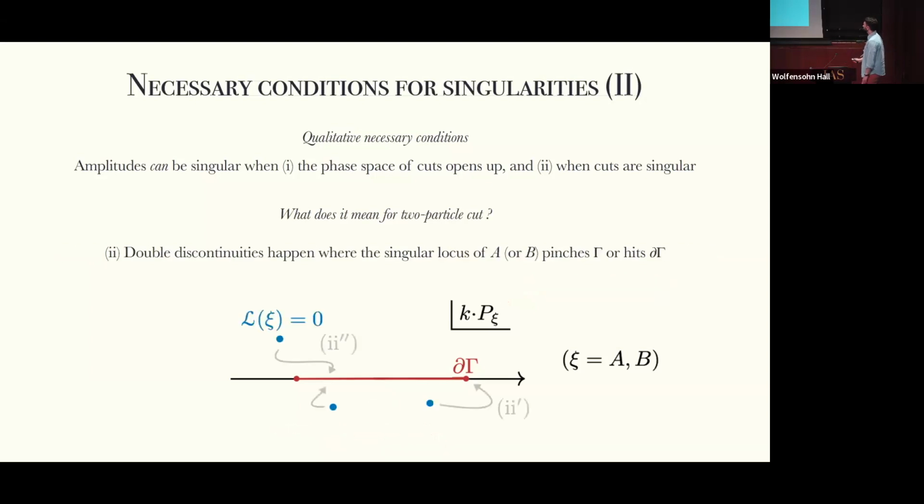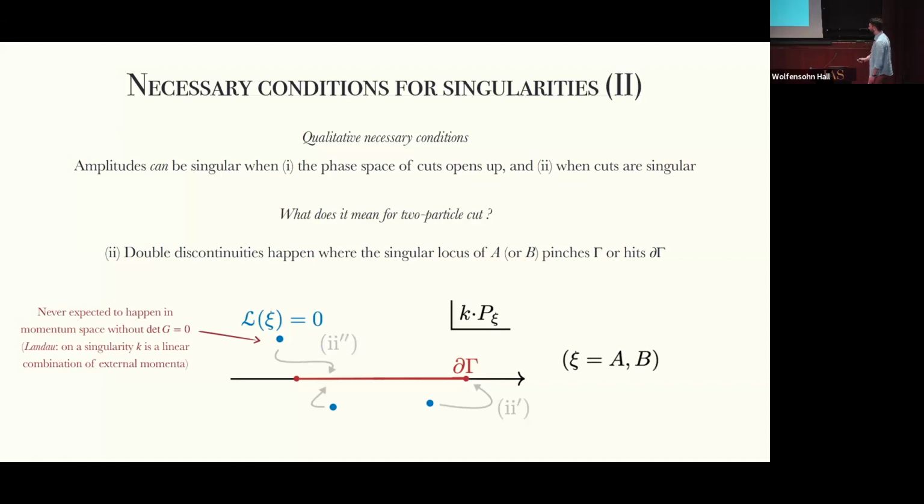Yeah, and point two, which some people call double discontinuities. So when the cuts are singular, this basically happens when the singular locus of A or B, so LA or LB, pinches the contour. So this corresponds to this case here, where it's the boundary of the integration contour. So this would correspond, for example, to an endpoint singularity. But physically, we never expect this case to happen, at least in momentum space, without det G itself equal to 0.